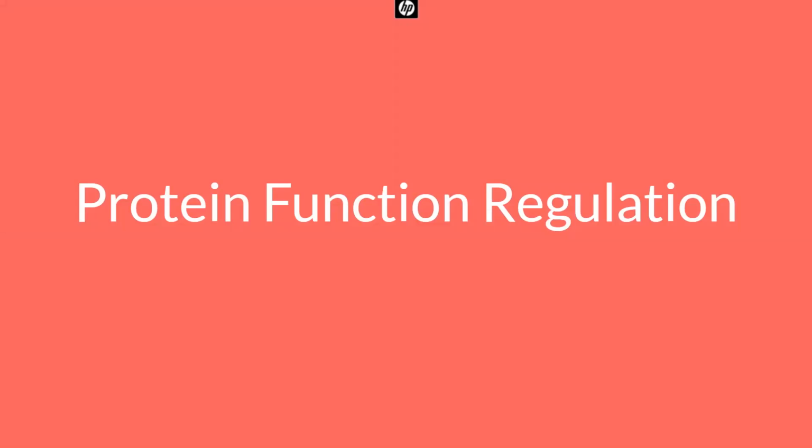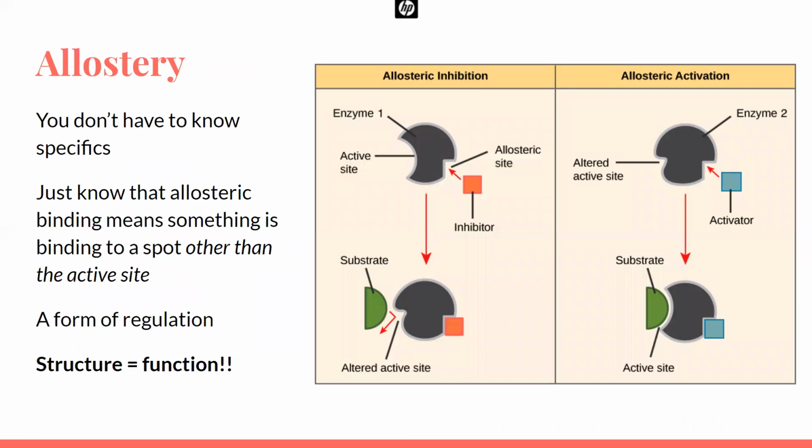Okay, so protein function regulation. We're going to talk about allostery. Laura has mentioned time and time again that she does not use allostery as a term, but some people do, so you should know it. You should just know that allosteric binding means something is binding to a spot other than the active site on an enzyme, and that is a form of regulation.